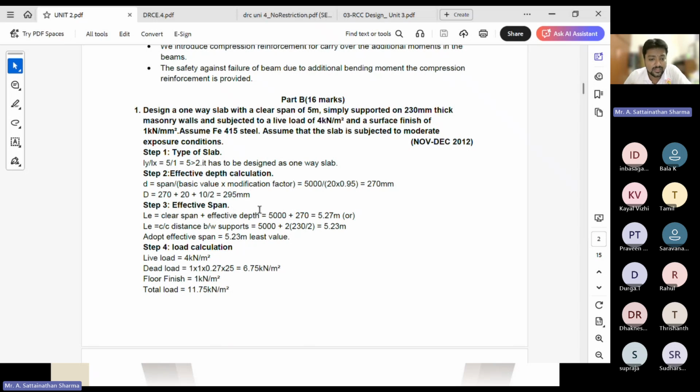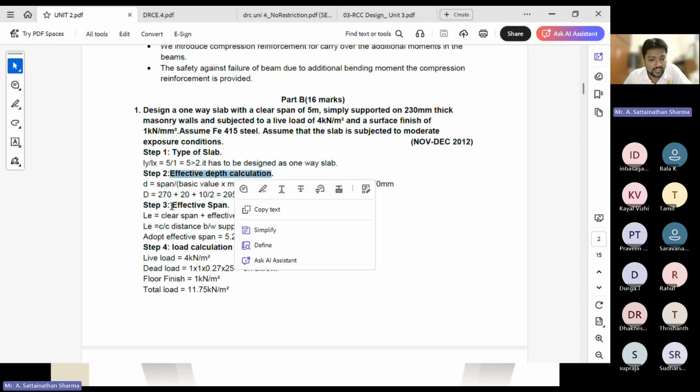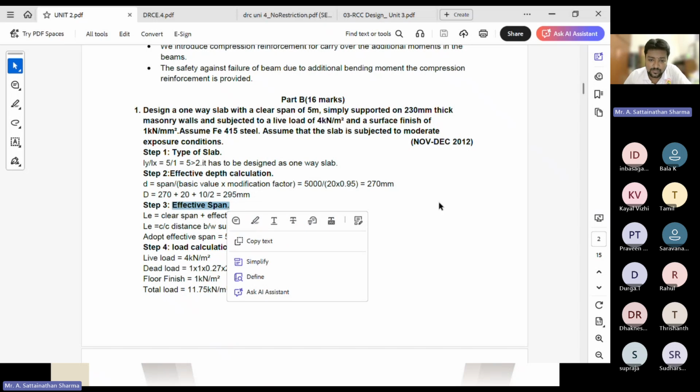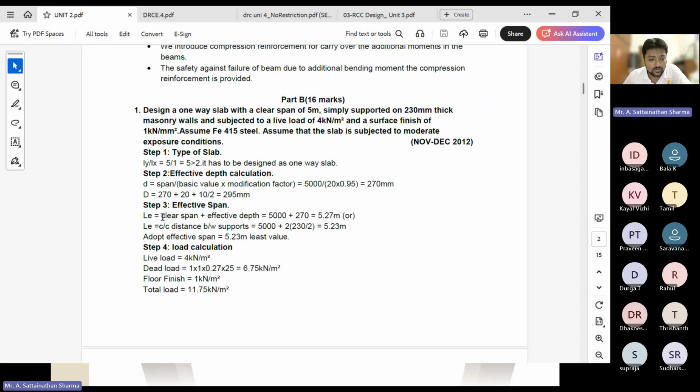Then step 3 is effective span. Once effective depth is done, the very next step is effective span. So what is clear span? What is given in the question is the clear span. So clear span is 5 meter plus the effective depth that you have calculated in the previous step. You add it and keep aside the value 5.27.